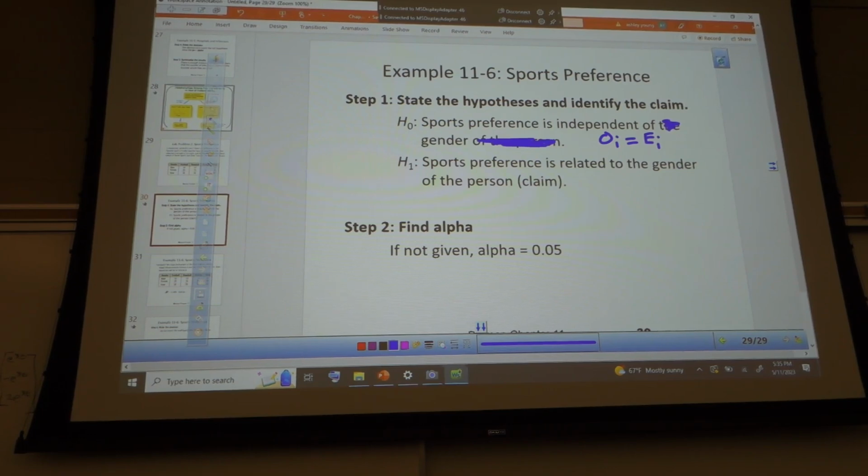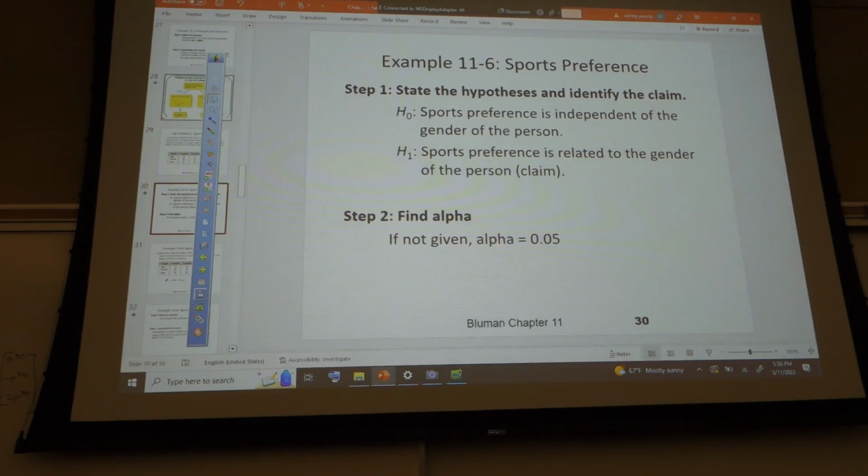Right. So H1, oh, H1, I see. So you folks must have done O sub I equals E sub I? Okay. Or you could have done H1 is O sub I is not equal to E sub I. Or you could have said is related. Independent or dependent, related, all those are fine. And again, this is the claim. So we're going to use support later on. Good. Step 2, alpha is 0.05 because it wasn't given.